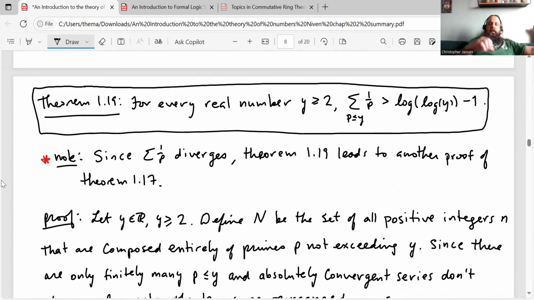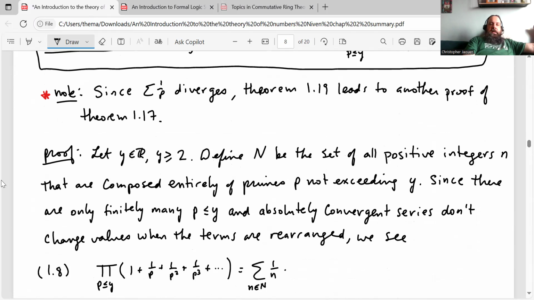this theorem 1.19, notice that log of y minus 1 becomes infinite as y goes to infinity. And the summation of 1 over p for p less than or equal to y then also goes to infinity as y goes to infinity. If the number of primes were finite, then you would get a finite number for the sum. Since it diverges, the number of primes has to be infinite. That's basically the idea. All right, but anyway, let's prove theorem 1.19.